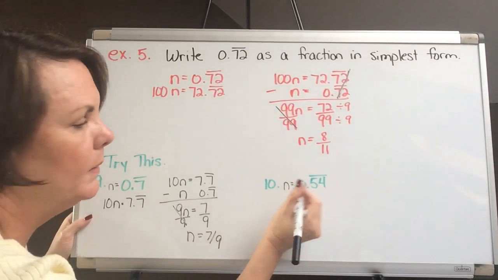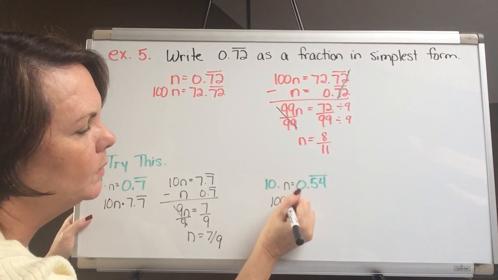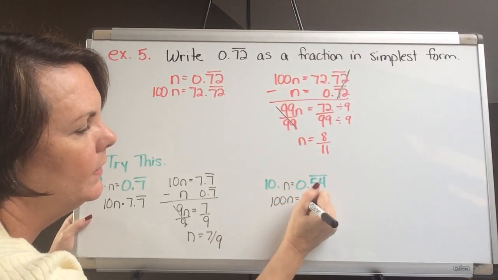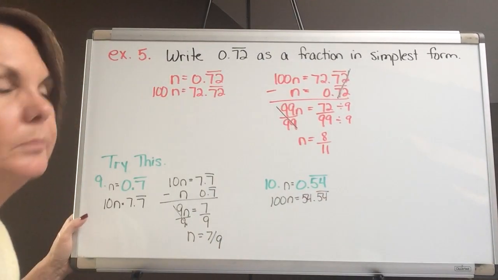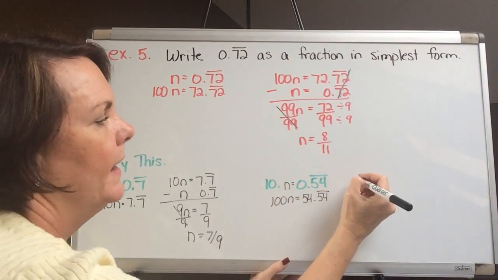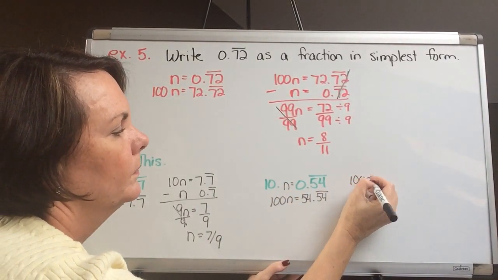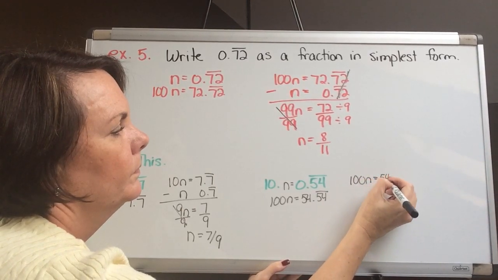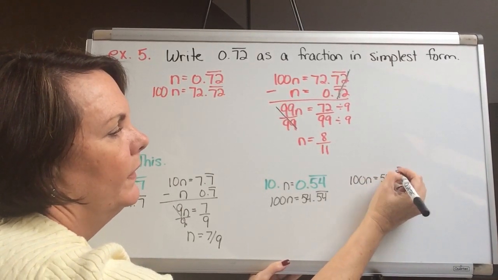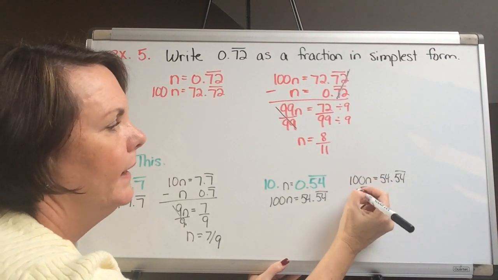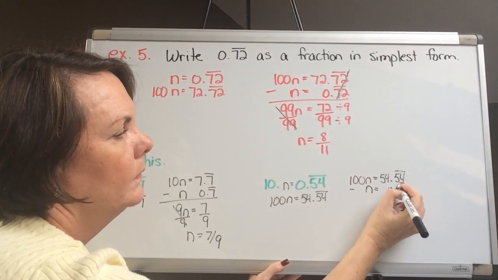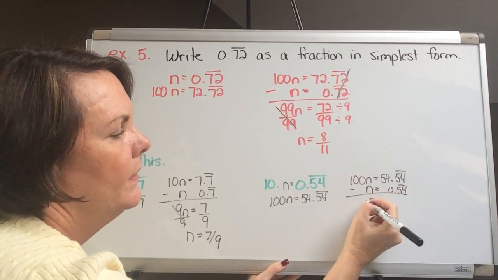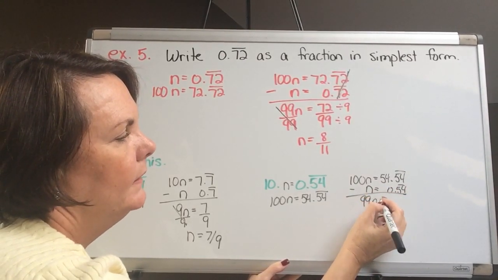Now over here, my number is 0.54 repeating. 2 digits are repeating, so I'm going to multiply by 100. That's 54.54 repeating. Okay, and again, that's the 100. Take off the 1. That's going to give me 99.